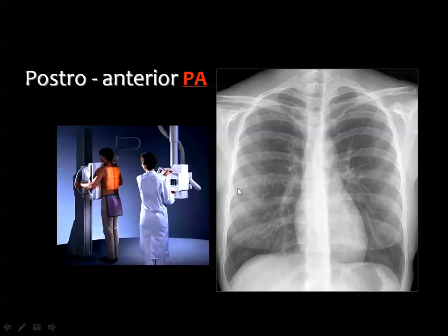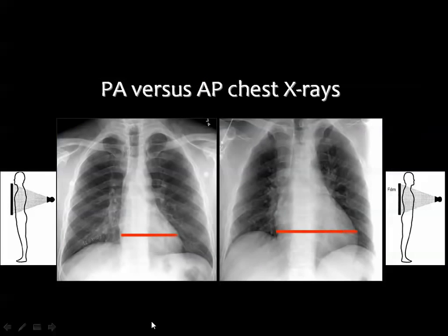And the PA view is the postero-anterior view, and most of the radiologists know that the x-ray is named according to the entrance of the x-ray beam through the human body. Then if the x-ray beam is entering from the back, this is postero-anterior; if the patient is facing the x-ray tube, this is an anteroposterior view. Then one may ask, what is the difference between both? And here is the difference. This is the postero-anterior view, and this is an anteroposterior view.